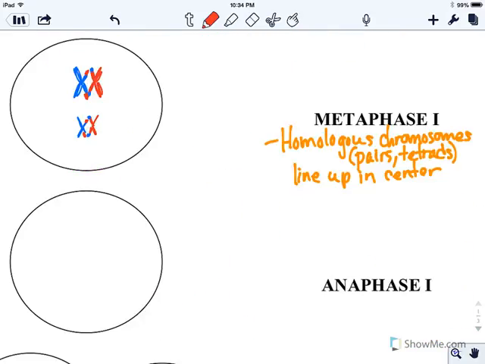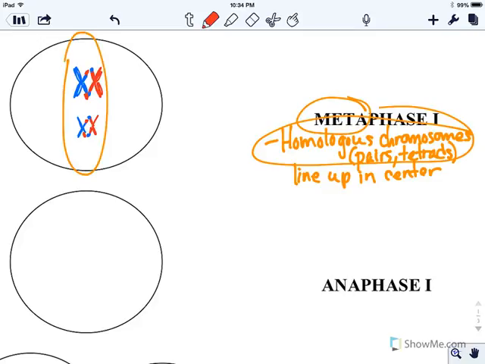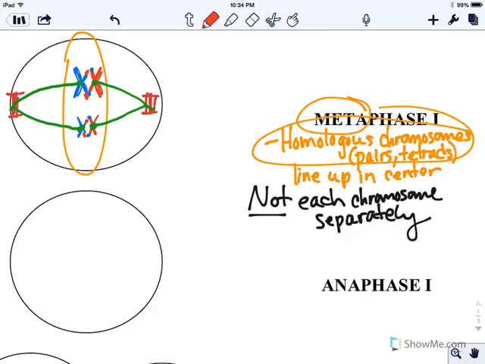Very, very important. So in Metaphase 1, Metaphase still means middle, but here's a slight difference. My pairs, my homologous chromosomes, my tetrads, they're going to actually line up in the center of the cell. So I'm still going to have my centrioles on the poles over here. I'm still going to have my spindle fibers, but now they're going to attach, one to this side, one to this side, and one to this side. So it is the pairs that are lining up in the middle. It is not each chromosome separately. That's what it would have been in mitosis.